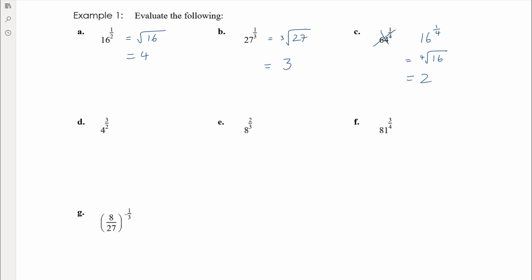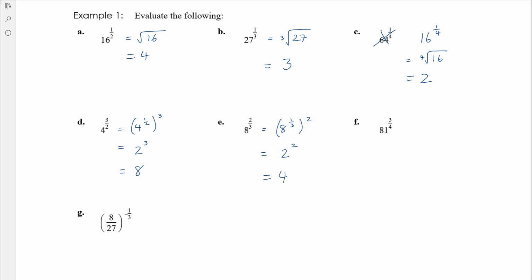Okay, 4 to the power of 3 on 2. Thinking about this as being 4 to the power of a half, and then cubed. So it's the square root of 4, which is 2, cubed, which is 8. Again, thinking about this as 8 to the power of 1/3 squared. So cube root of 8 is 2 squared, so this is 4.